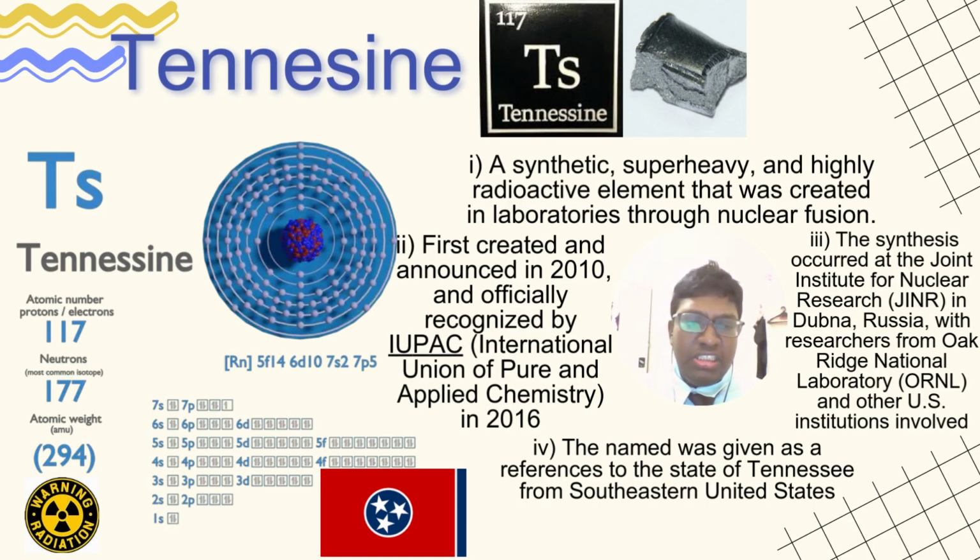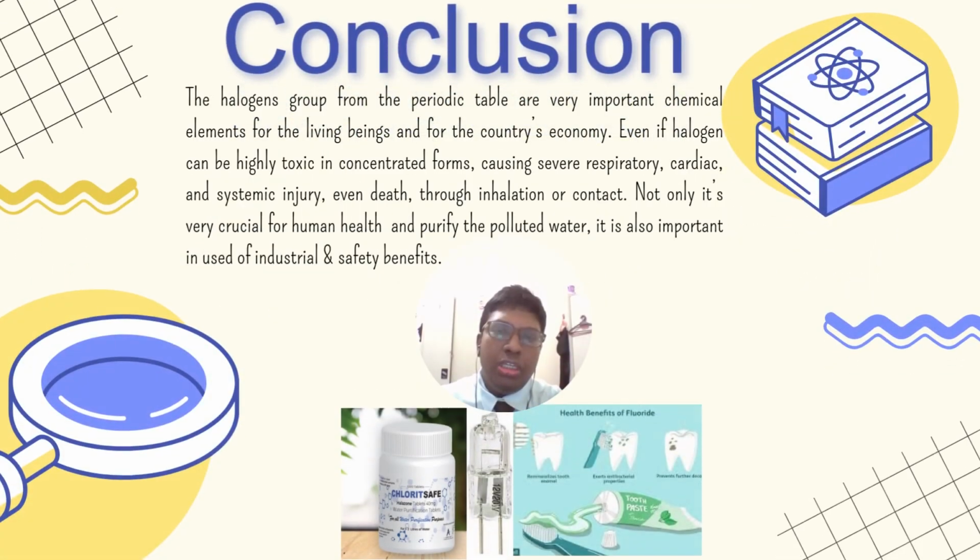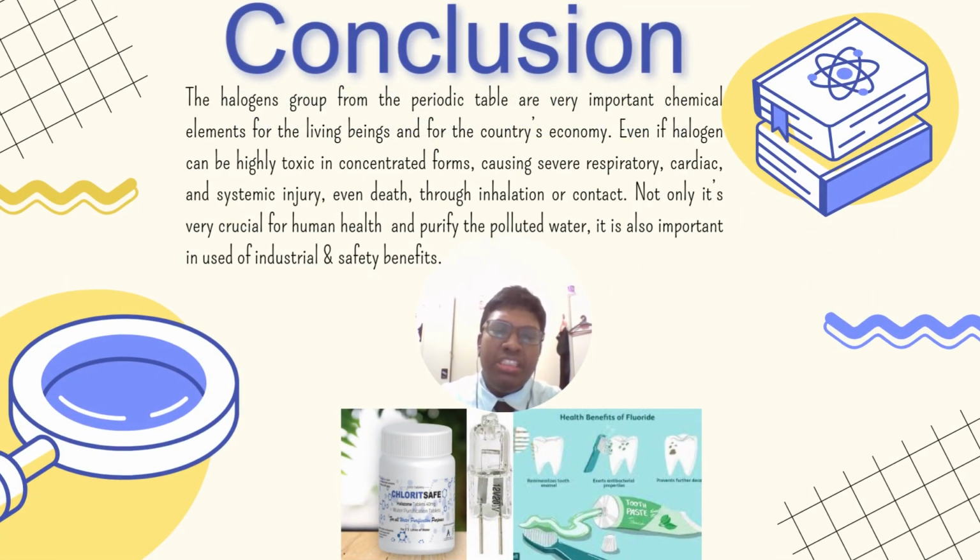And the next part is the conclusion, which is based on all of our analysis of the halogen group. We believe that our conclusion is that the halogen group from the periodic table are very important chemical elements for living beings and for the country's economy, even if halogens can be highly toxic in concentrated form, causing severe respiratory, cardiac, and systemic injury, or even death through inhalation or contact.